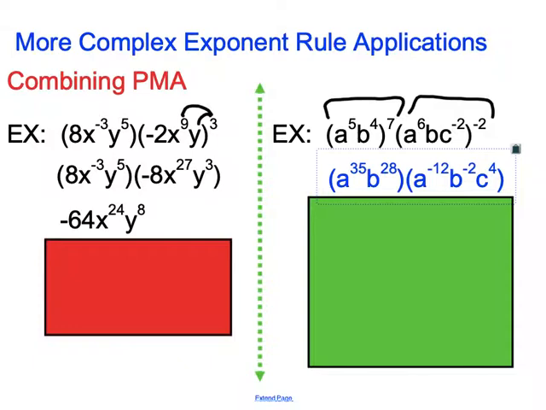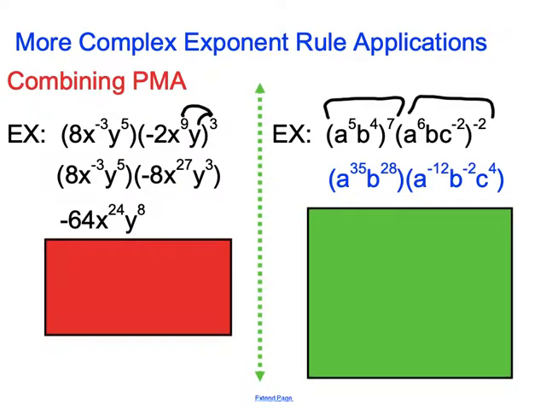Now I do my second set, same way. 6 times negative 2 is negative 12. Negative 2 times 1 is negative 2. And c to the 4th. Now, this is like the problems we did earlier. So what we're going to do is go ahead and combine them before we move them and see if we have anything negative.